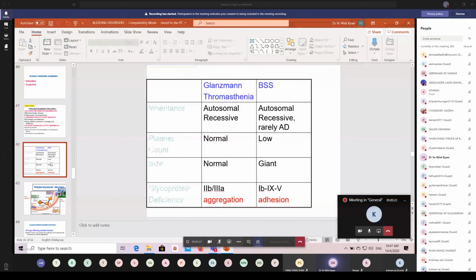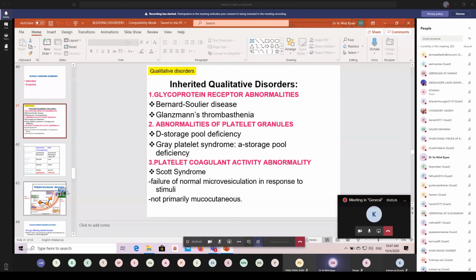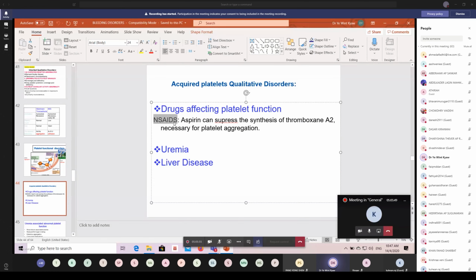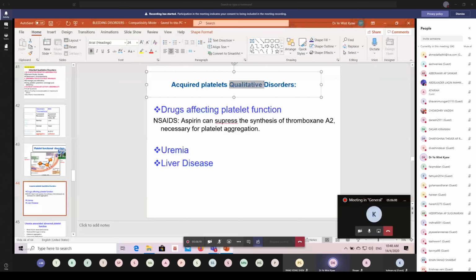Now, drug effect. This is quite common: NSAIDs. Aspirin, you will learn about NSAIDs, non-steroidal anti-inflammatory drugs, in pharmacology. This can, for example with aspirin, suppress thromboxane A2 synthesis, and this can cause acquired qualitative platelet disorder. Acquired means not genetic. This can be caused by drugs or sometimes by other conditions like uremia and liver disease.